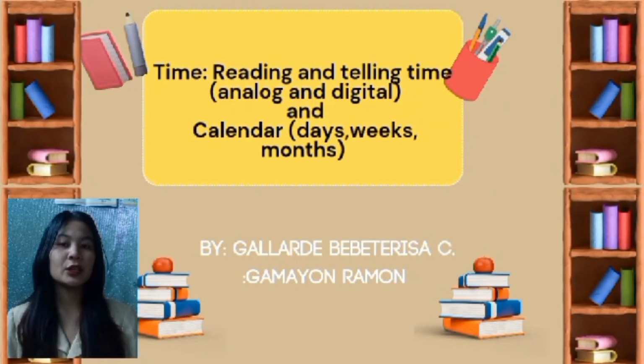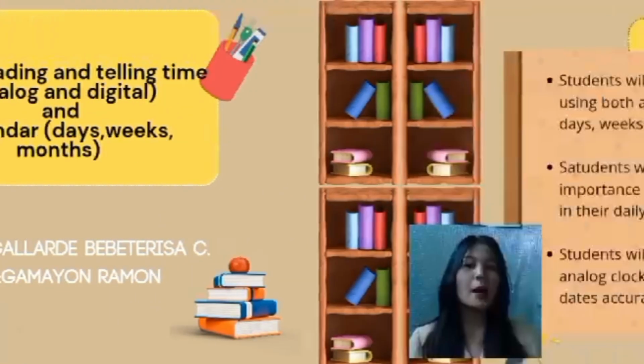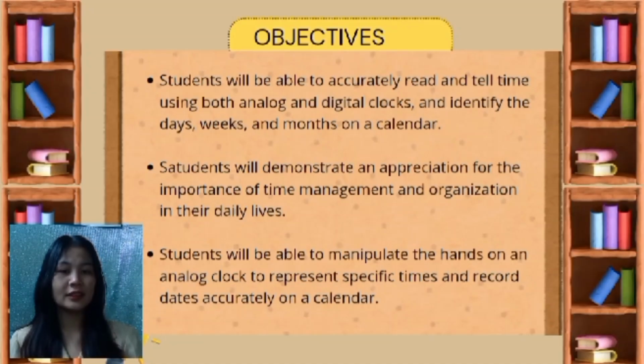Today, we will be guiding you through understanding how to read time using both analog and digital clocks and telling calendar, days, weeks, and months. But before that, let me read our objective first. At the end of our lesson, you are expected to be able to accurately read and tell time using analog and digital clocks and identify the days, weeks, and months on a calendar.